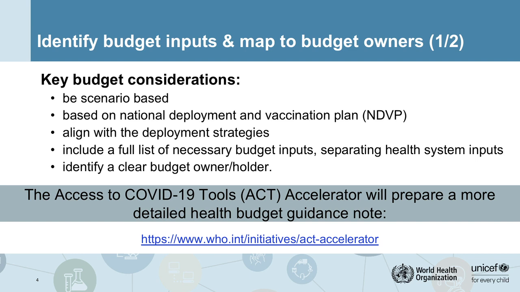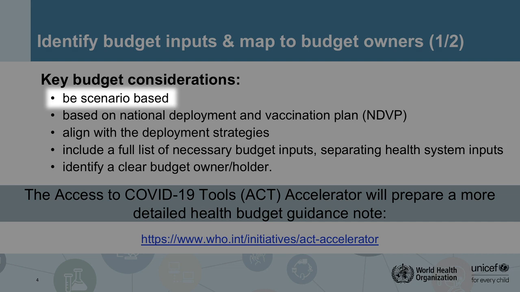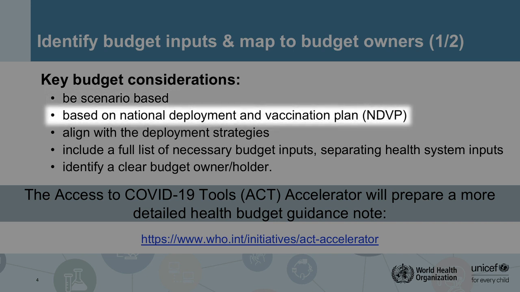Part 1. There are key considerations that you can think about when preparing your budget, which will support funds effectively reaching the point of delivery. Budget needs to be based on scenarios, for example, slow or rapid introduction. It needs to be aligned with your National Deployment and Vaccination Plan, the NDVP, as you will iteratively plan and cost until you have a financially sound NDVP.